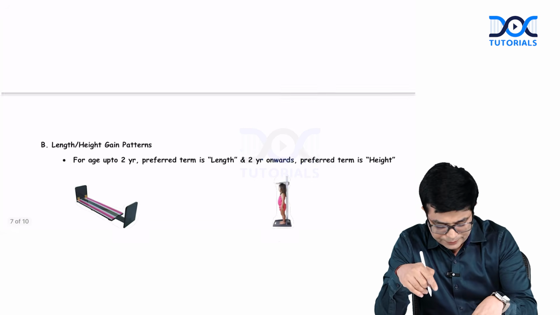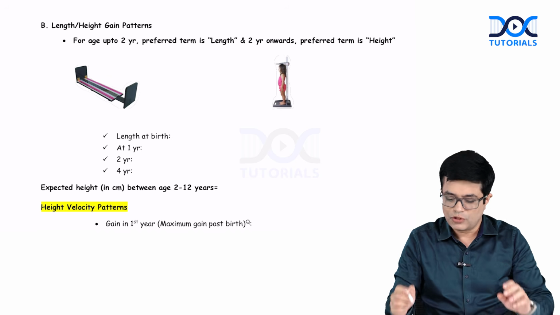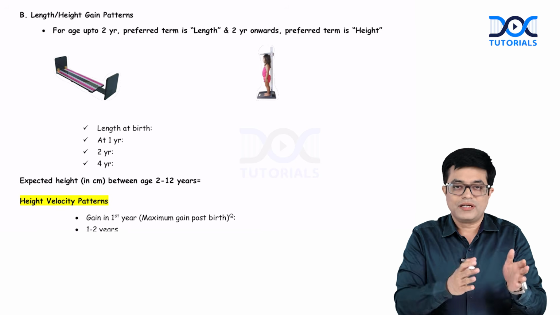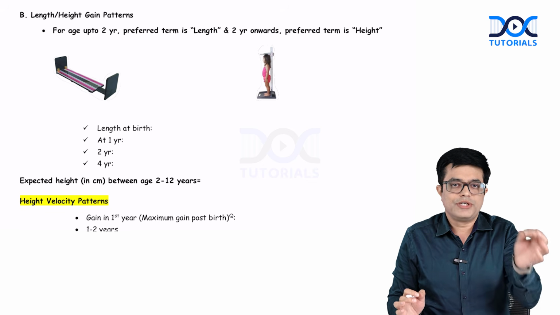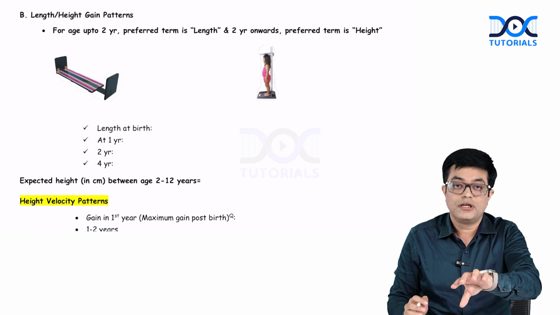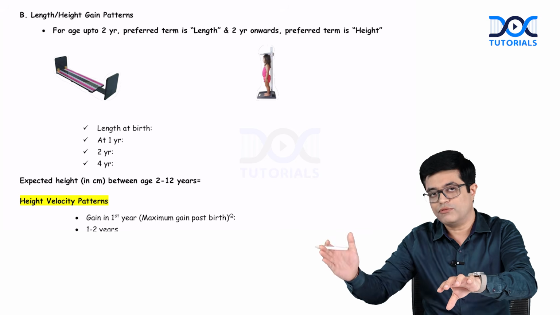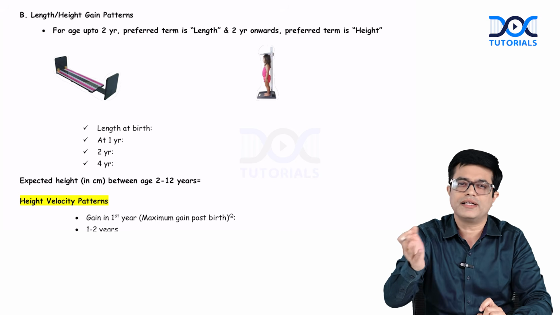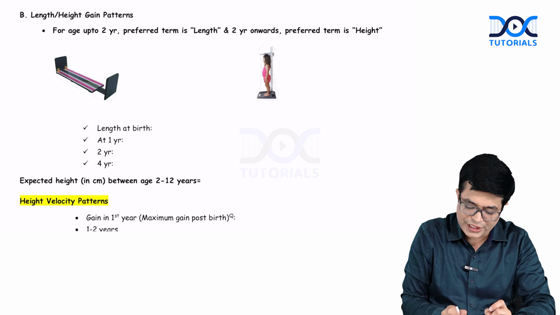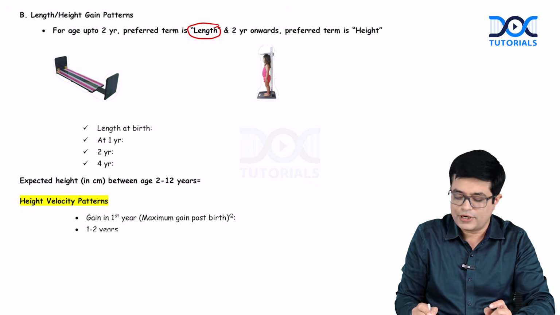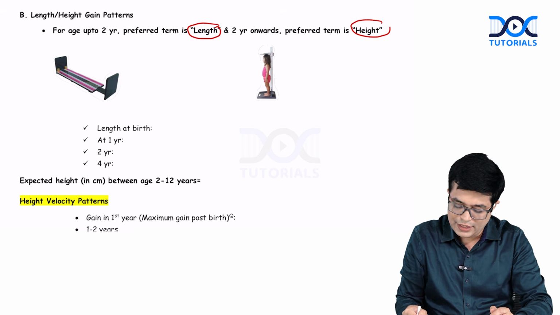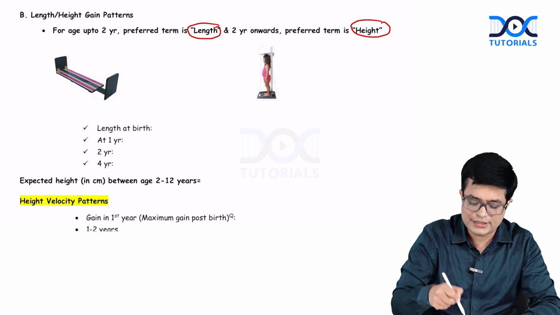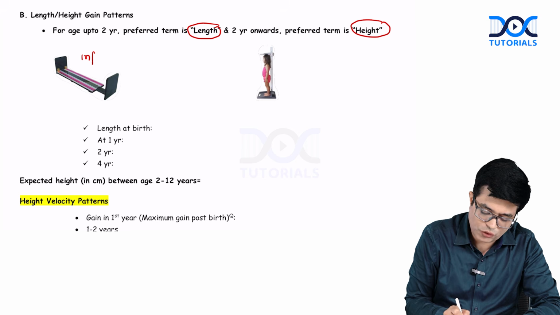Let's go further and talk about length. So we have talked about weight gain pattern. Now we'll talk about the height gain pattern. Now, what is length? What is height? Very simple rule. Less than 2 years of age, we use the term length. More than 2 years of age and above, we use the word height. The height and standing height are synonymously used. So for age up to 2 years, the preferred term is length, and 2 years onwards, the preferred term is height. Length is measured by which device? This is the device which is used to measure it. This device is called as infantometer.